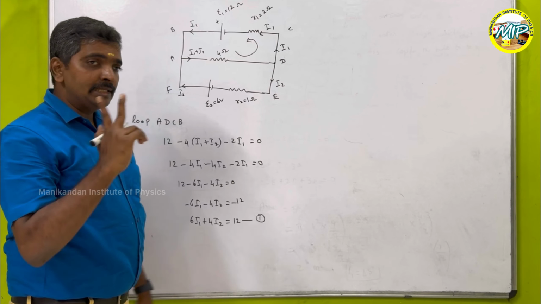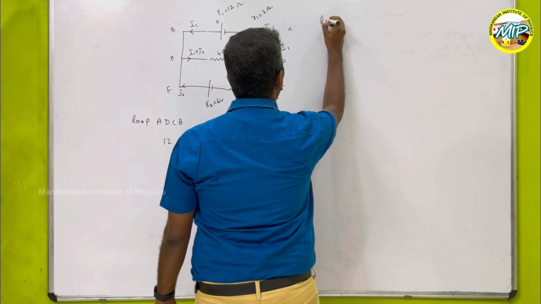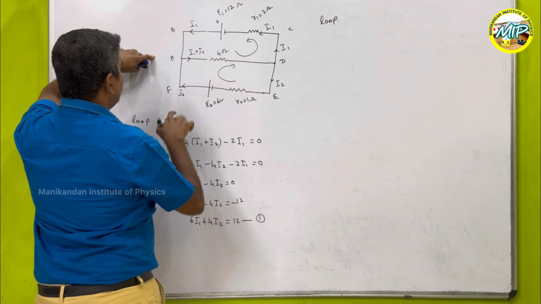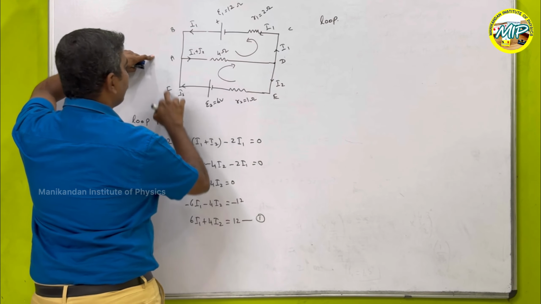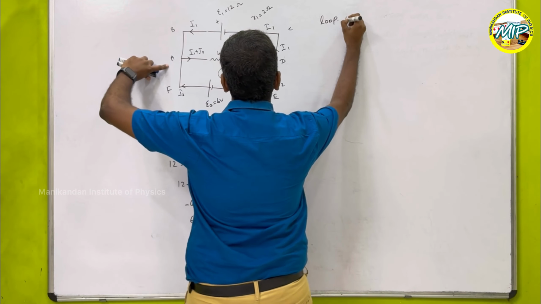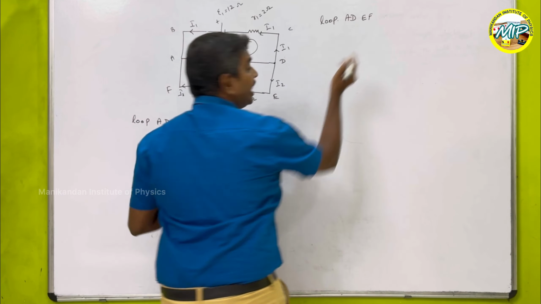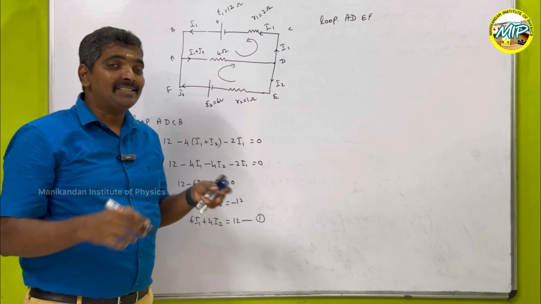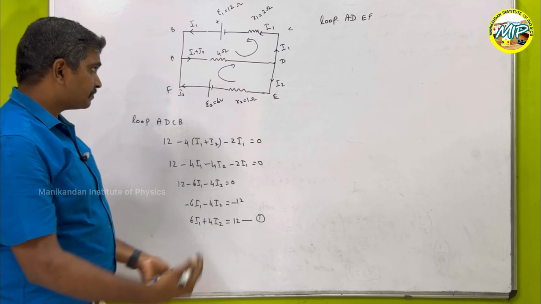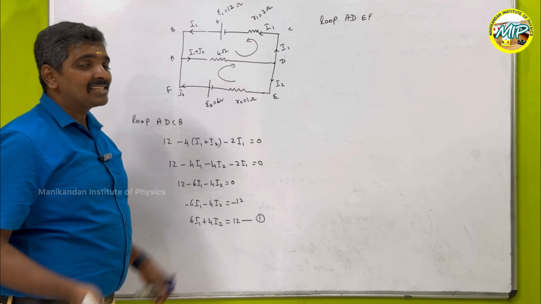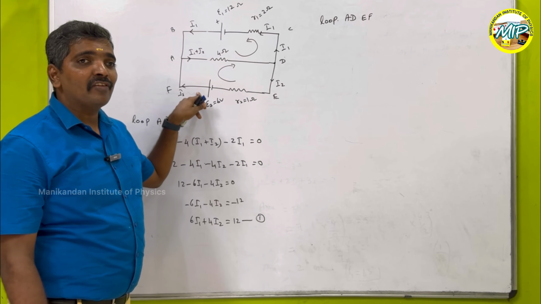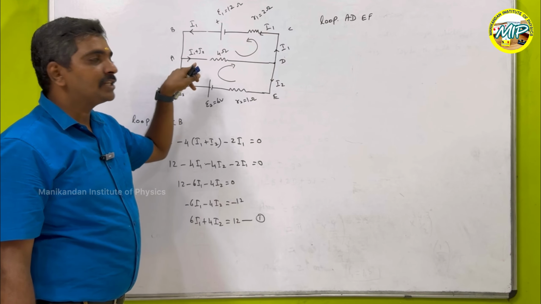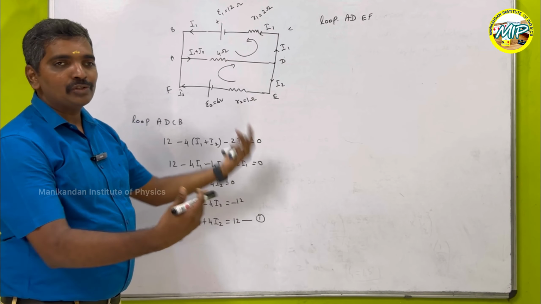Next I am going to consider the second loop. Listen carefully, I am going to consider the loop A, D, E, F. You can consider any direction of the loop; you need not consider clockwise or anti-clockwise, it depends upon your requirement. In this case, I am always choosing the direction in which the current is leaving the cell, because it's easy to solve the problem. In the first loop it is the anti-clockwise direction, and in this case it is the clockwise direction. That's why I choose my loop here.